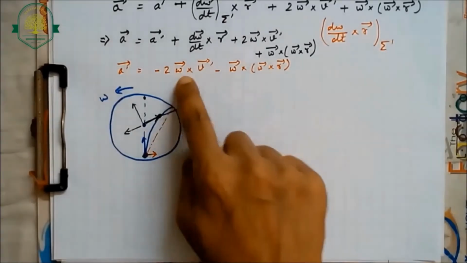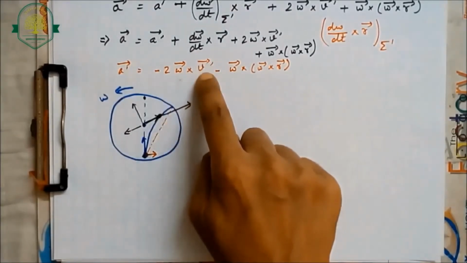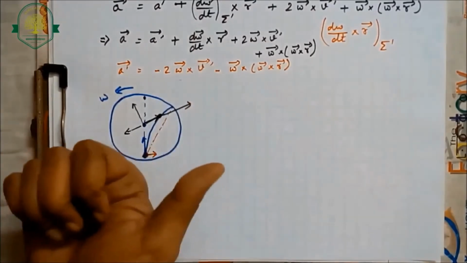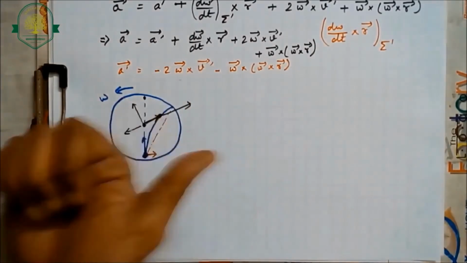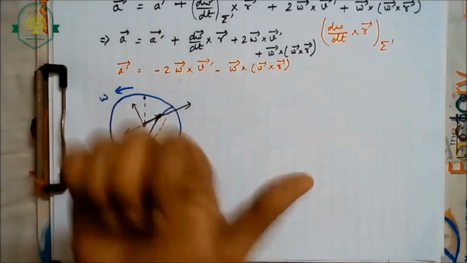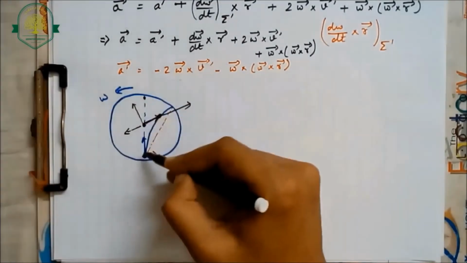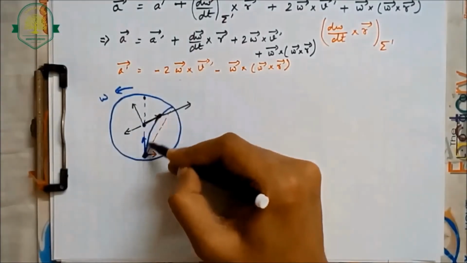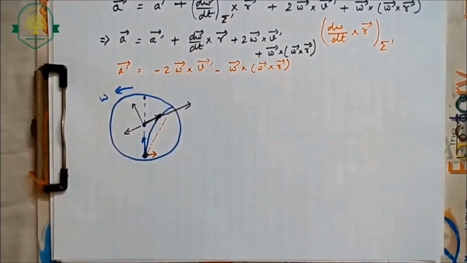And omega cross v prime, that's a vector, as we showed, it's a vector in this direction. So the ball gets pushed to that side. Therefore, when the ball is thrown straight ahead, it follows a curved path like this.